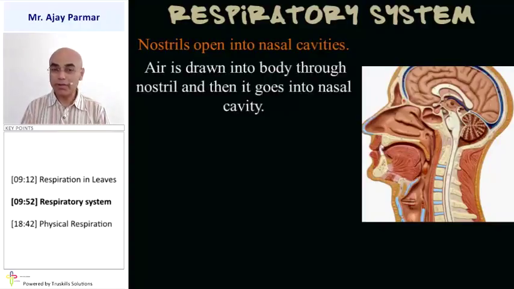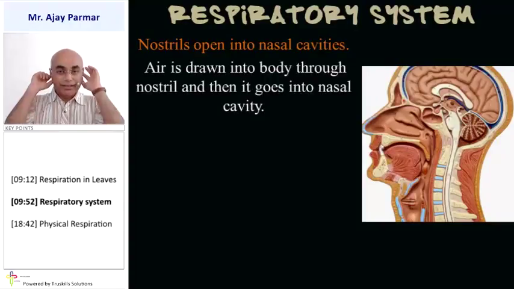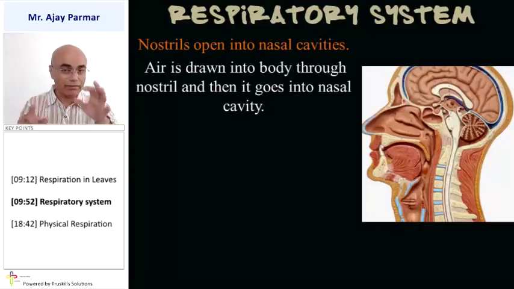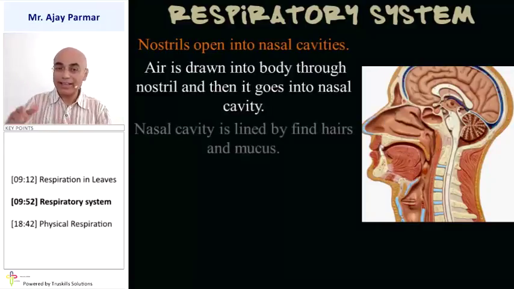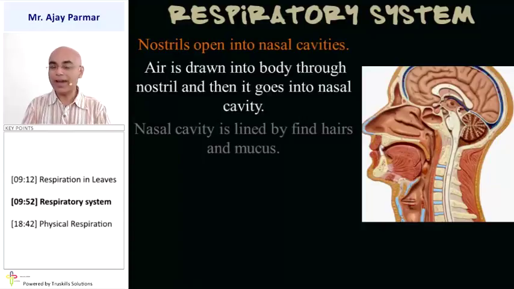Air is drawn into the body through the nostrils. Then it enters into the nasal cavity. We know that. And what happens? The nasal cavity from inside is lined by the hairs and the mucus. The filtering of the air takes place over here. Just imagine the holes would have been over here. Then where do you think the filtering of the air would take place?